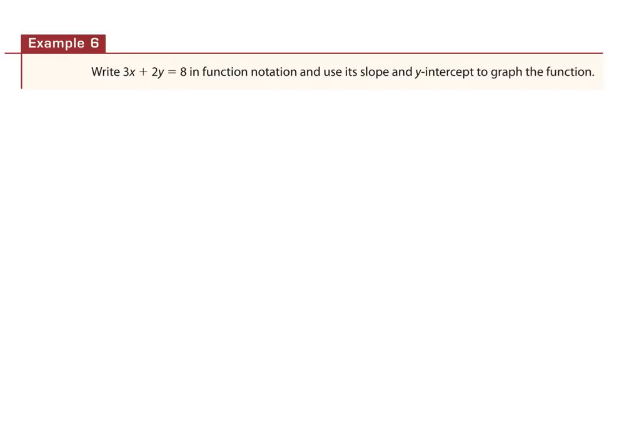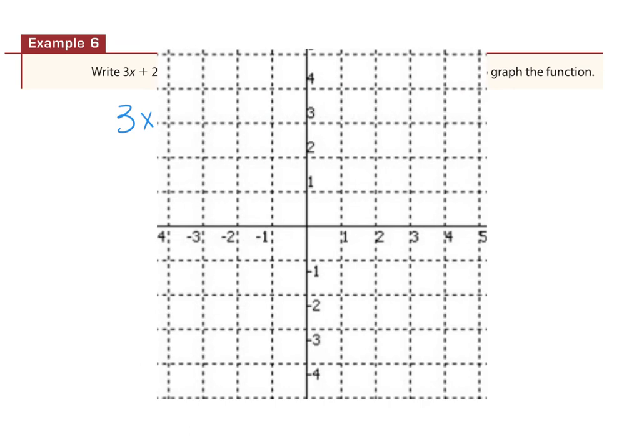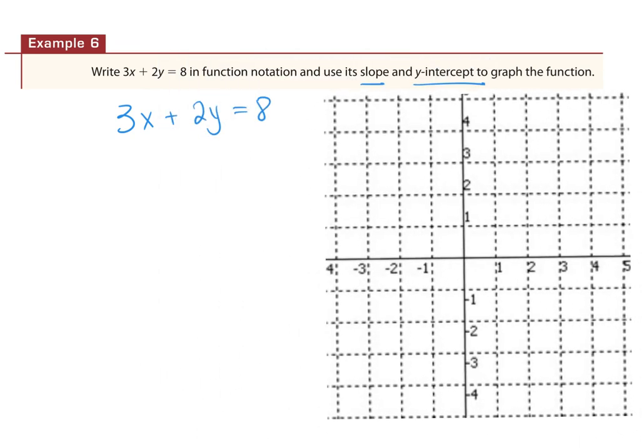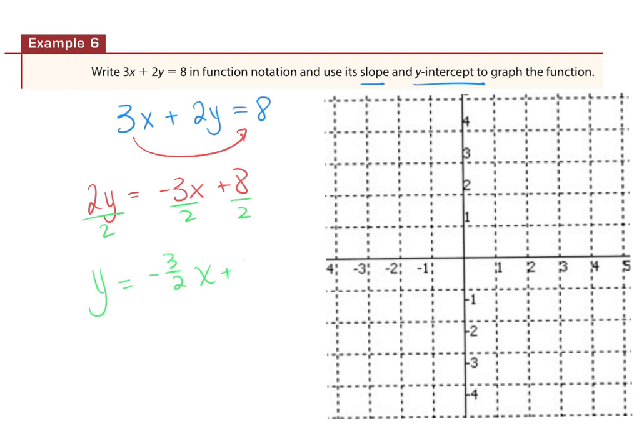Let's look at this example. We have the function 3x plus 2y equals 8. They want us to use the slope and the y-intercept to graph it, okay? Sometimes it may say put it in slope-intercept form. If it does, then you need to put it in slope-intercept form. So if we were to put this in slope-intercept form, we would move that x over by negating it. So we have 2y equals negative 3x plus 8. And then we would divide everything by that 2. And so we would get y equals negative 3 halves x plus 4.